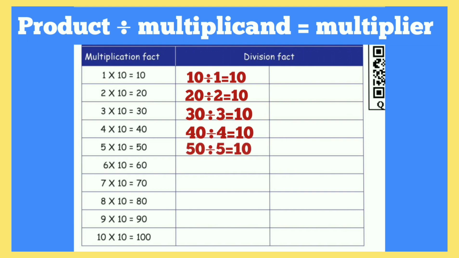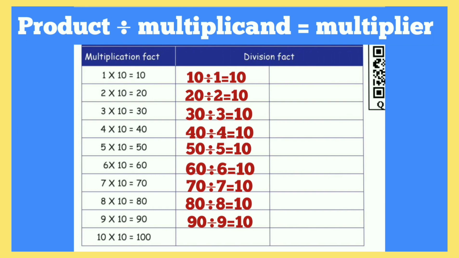50 divided by 5 equal to 10. 60 divided by 6 equal to 10. 70 divided by 7 equal to 10. 80 divided by 8 equal to 10. 90 divided by 9 equal to 10. 100 divided by 10 equal to 10.